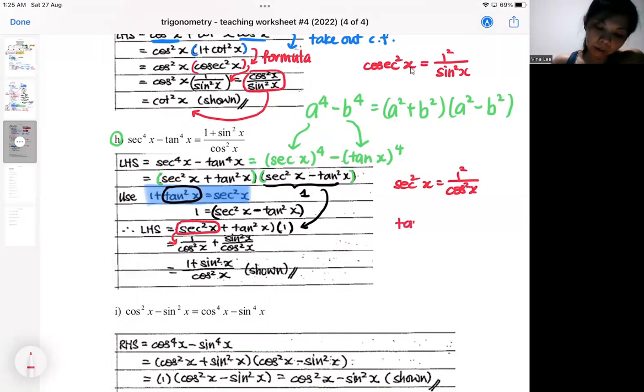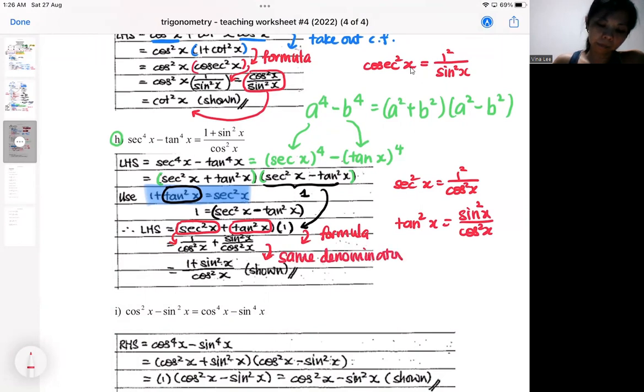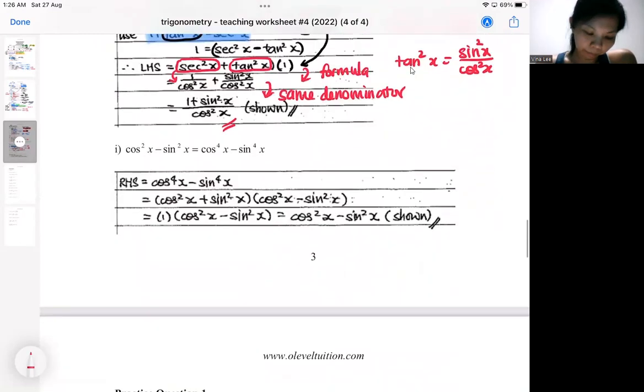Tangent square is, so there's a tangent square here. Coming from here, this one will be square, square, square. From here to here, you've got to apply the formula, and then from here to here is just same denominator. So you showed it. Okay, if you see power 4, don't panic. You will have this kind of factorization.